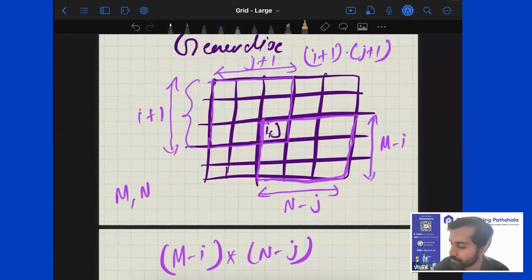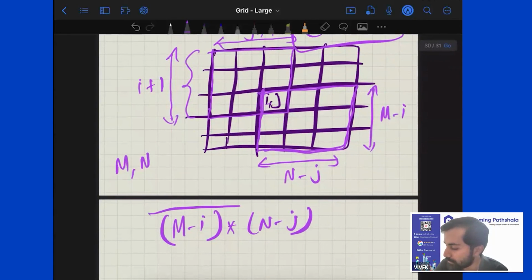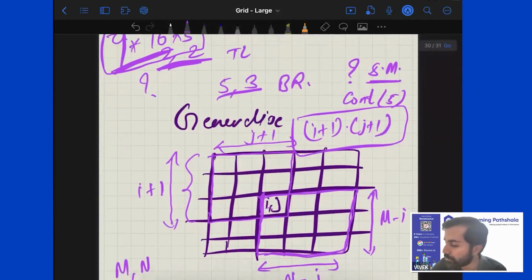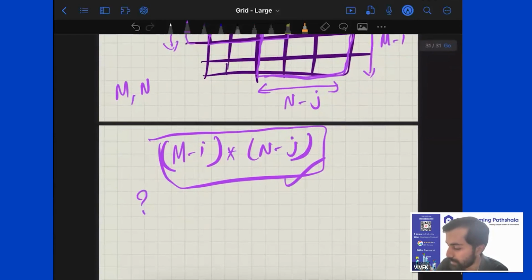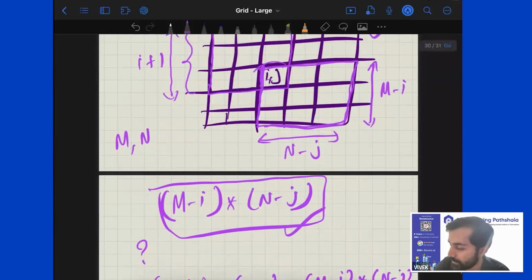So I can say the number of choices for top left is these many, and the number of choices for bottom right is those many. So what is the total number of choices? The total number of choices, very good, will be the product of this and that. And what is that product? It is i plus 1 into j plus 1 into m minus i into n minus j. So I can say that, hey, these many submatrices will contain this element.